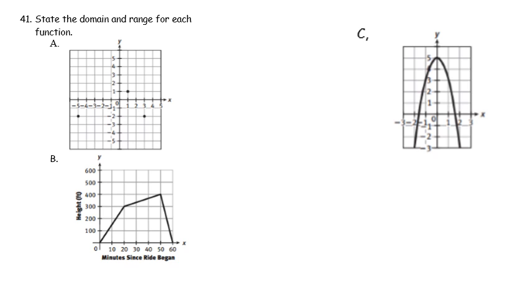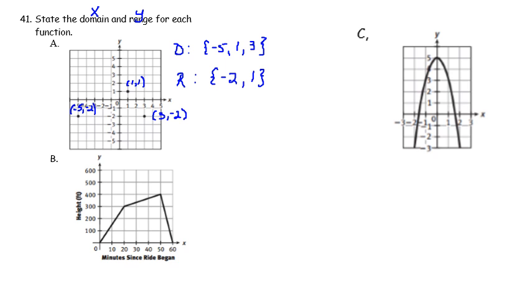The first point, starting on the left, is -5, -2. And then the second point is 1, 1. And then the third point is 3, -2. So remember, domain are your x values, the range are your y values. So for our domain, we would have -5, 1, and 3. And then for the range, range would be our y's, we've got -2 and 1. The -2 repeats, but you don't have to repeat it when you're listing the range.